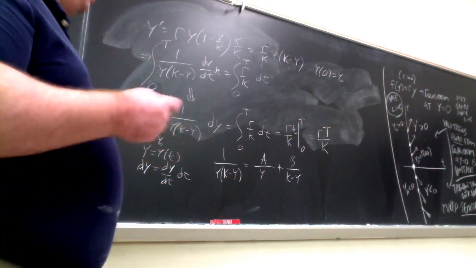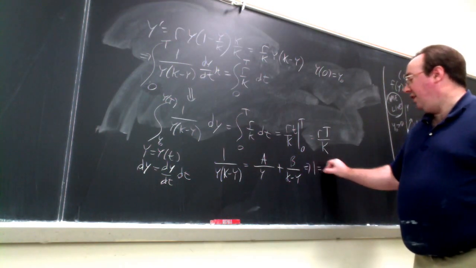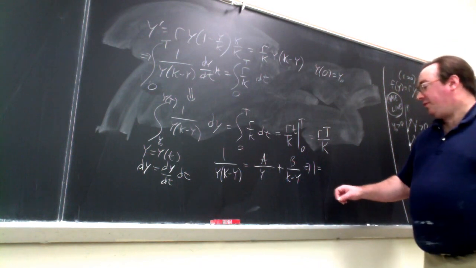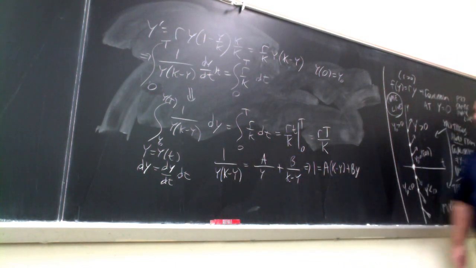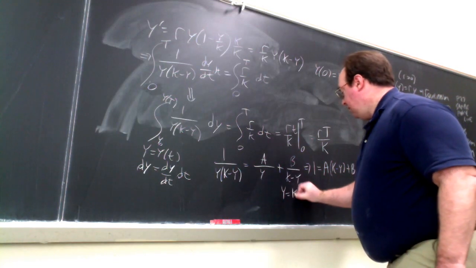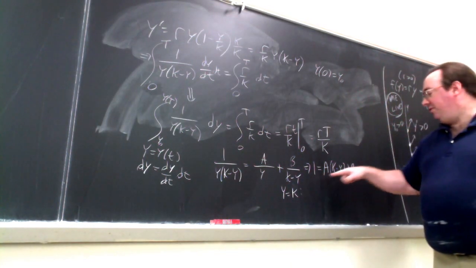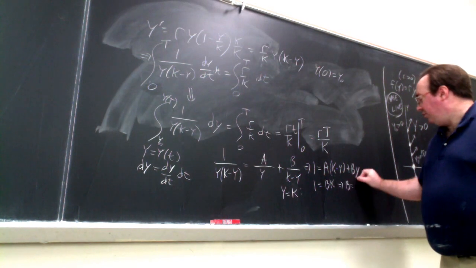So then if you multiply both sides by the denominator, you're going to have just 1 on the left side, and then you're going to have a times k minus y plus b times y. And then what you could do in this case is when you have distinct linear factors, you can substitute a convenient value for y to figure out what a and b are. So what should I substitute in for y to figure out either a or b? Yeah, I can substitute y equals k. Whatever makes one of these terms 0. So in that case, this term is 0. I get 1 is equal to b times k. So b is equal to 1 over k.